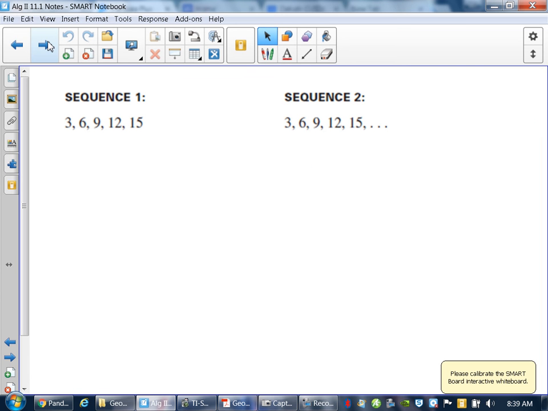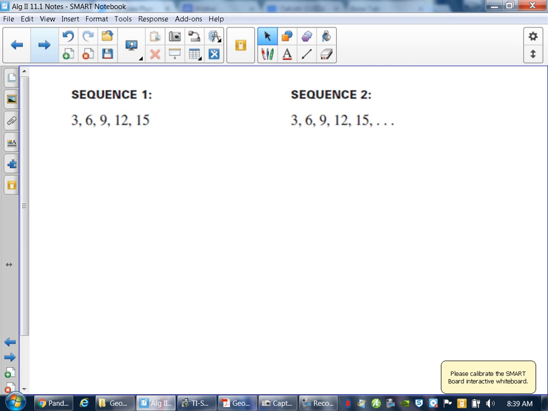So here's two sets of numbers. There is a subtle difference between the two. 3, 6, 9, 12, 15, and then the other one is 3, 6, 9, 12, 15, dot. What's that? Yeah. This one stops. First one stops. The other one goes on.